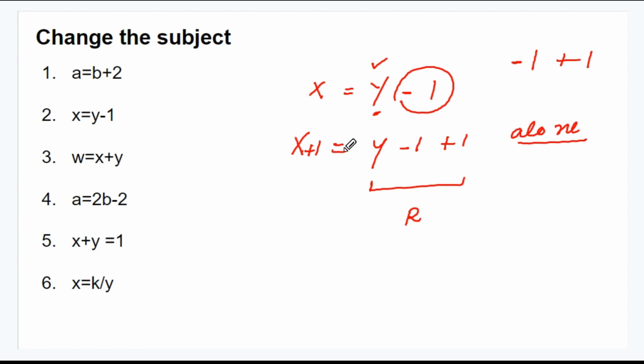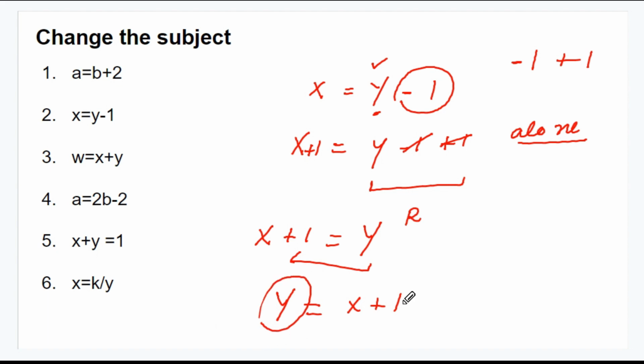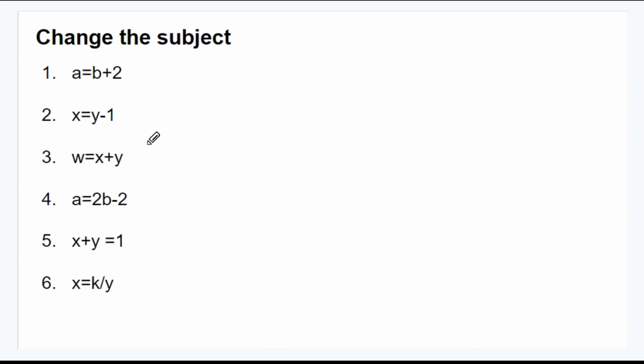So x plus 1 now is on the left side, but what's left in the right side? Plus 1 and minus 1 will be cancelled and we will be left with y only. Okay, now I can change their position because we usually write like this, y equals to x plus 1. So now y is my subject. Okay, so now let's do some more examples.